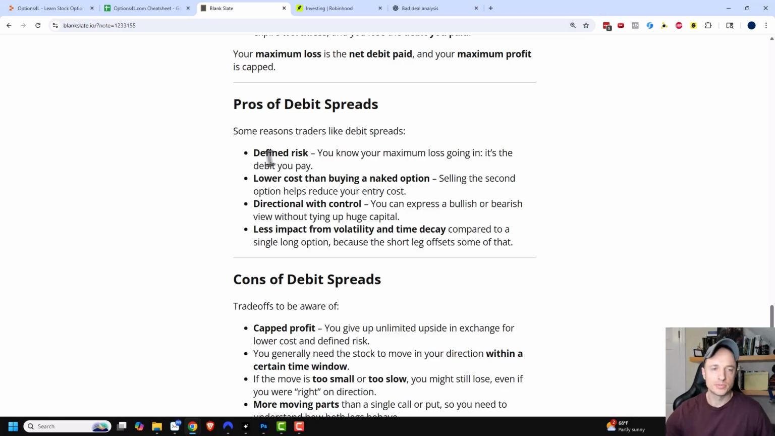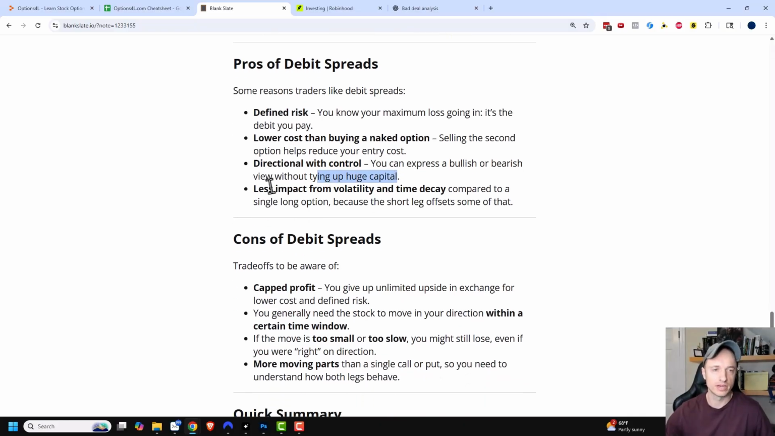Now, the pros of debit spreads: they are defined risk. You know your maximum loss going in. It's the debit you pay. You lower the cost compared to buying a naked option, so selling the second option helps reduce your entry cost. It's a directional trade with control, so you can express a bullish or bearish view without tying up huge capital. Like I said, this can be a good trade for smaller accounts.